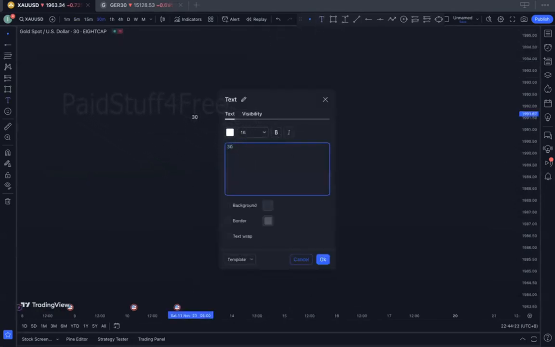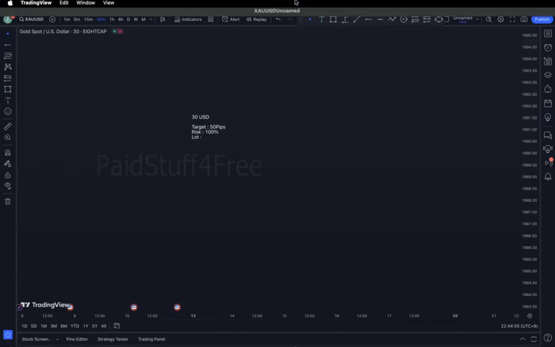Of course. Okay, $30. This is just simple math actually. For the first 30 US dollars, your target is going to be 50 pips. This is your first target, 50 pips. And then your risk is going to be 100%. And how to calculate the lot?